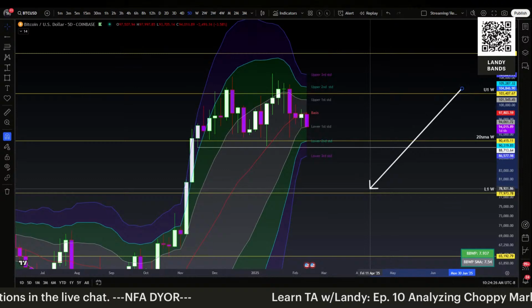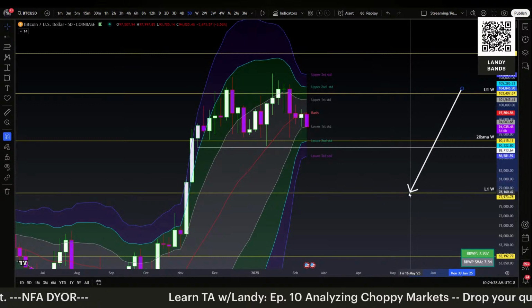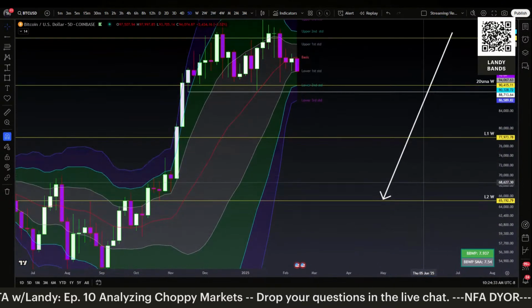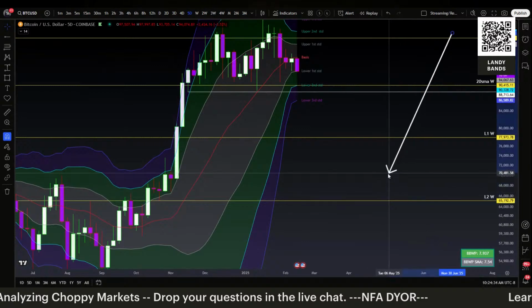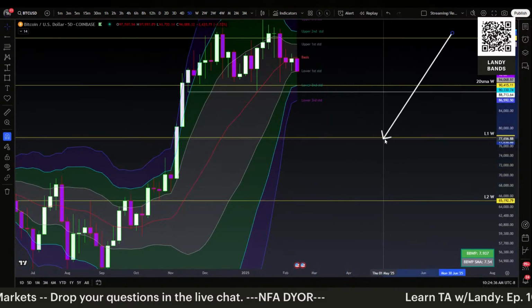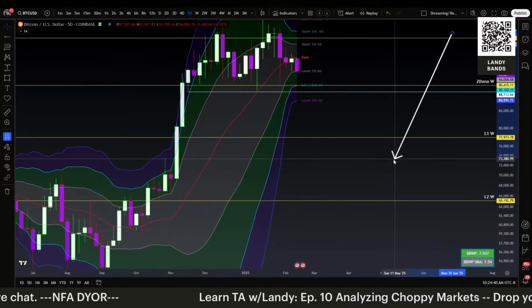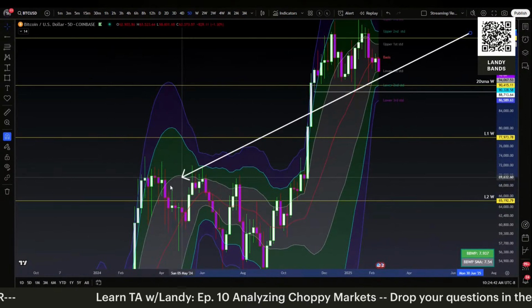So next week, if price still hangs out in this range, this will likely move up, as will this other one down here. This lower second will likely move up. Continued expansion past this level on the weekly would likely come down to somewhere around the lower second on the weekly, which is kind of in the $65,000 range.